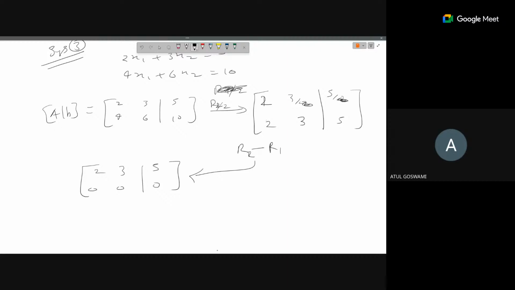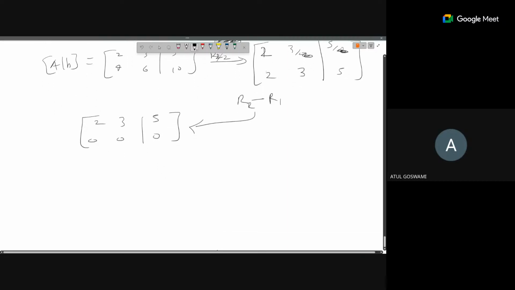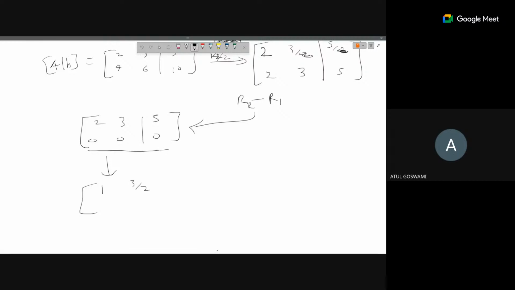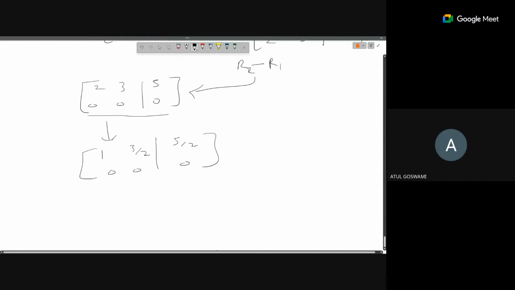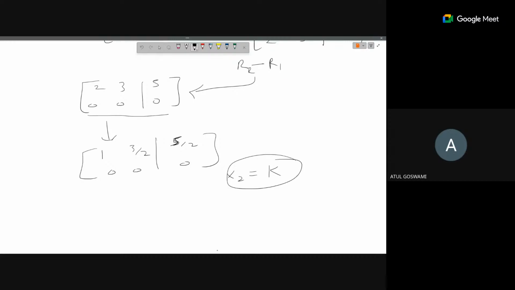Or we can divide row 1 by 2 so that we get the leading entry 1. Not needed here. You will see why it is not needed. Because we are getting 0 here, we have anyway got the infinitely many solutions case, 5/2, 0 0 0. So this is the case of infinitely many solutions. Why? Because this x2 variable is basically independent. This can be any k, where k belongs to any real number.